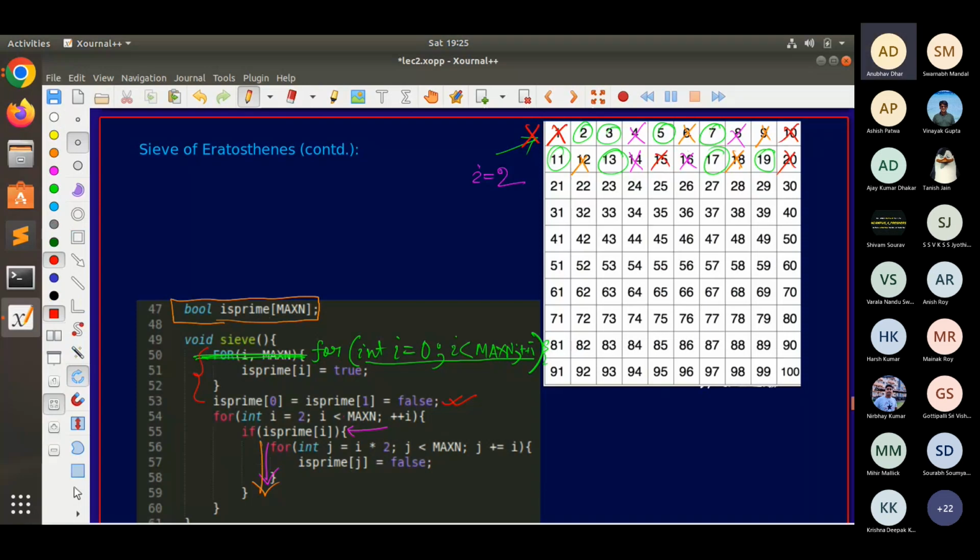So for 6, you see that it's marked as not a prime, so you do nothing. For 7, you again mark 14 as not prime. And then for 11, you don't have to mark anything. For 13, you don't have to mark anything. And for 17, 19 also, you don't have to mark. So I hope it's clear by now. Anyone has a question?